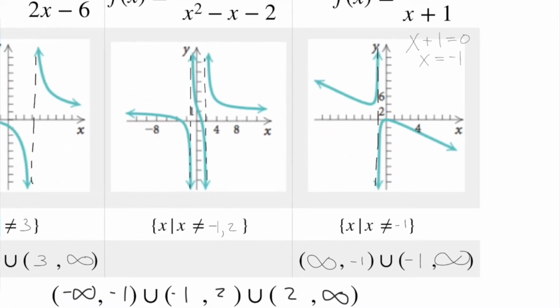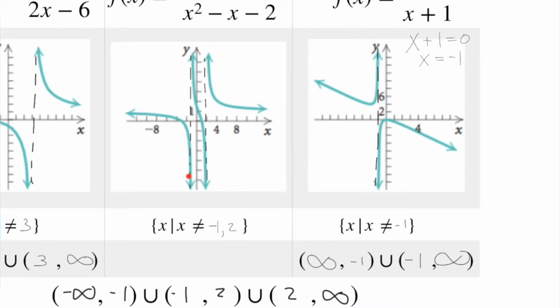And that's how we restrict the domain with set notation. X such that x is not equal to negative 1 and not equal to 2. You can see them on the graph right here. Here's where negative 1 would be, and here's where positive 2 would be. And there are no values on the graph that equal those.